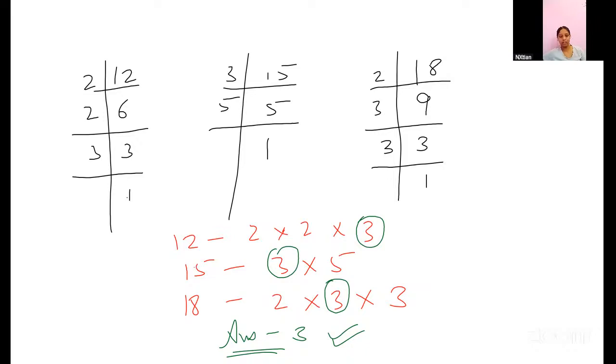Okay. So see now, there is another method to find out the HCF. Another method to find out the HCF.